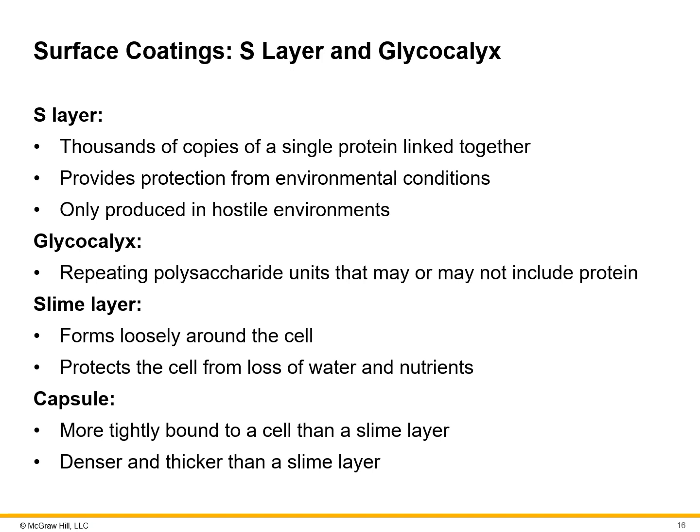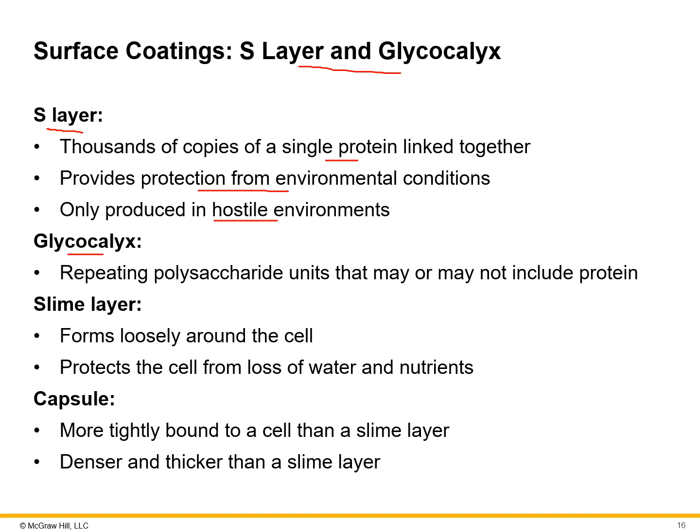Now the coatings, we talked about the S layer and the glycocalyx. There are a few others as well. So these are some coatings, again, similar to the appendages, they're just slightly different. The S layer here is a bunch of proteins that are linked together, and provides protection from environmental conditions. So if it's really fluid, there's a lot of water, or the salt concentration changes. So these only get made whenever there's a hostile environment. So for those that can produce an S layer, it's only whenever it's needed. It's not there all the time.